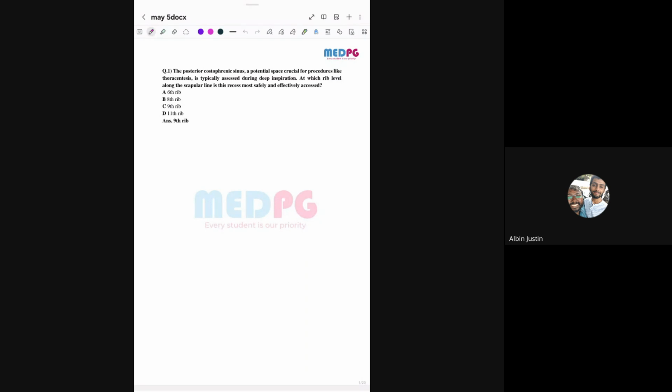Okay. So the first question is about the posterior costophrenic sinus. They are asking at which rib along the scapular line the recess is most safely and effectively accessed. So they are asking about the tapping. Where do you tap? Safe tapping is the question. So safe tapping is always at the ninth ICS, which is just above the ninth rib.